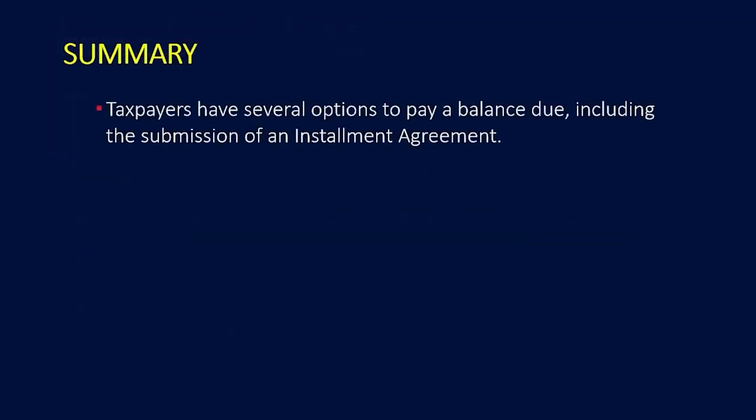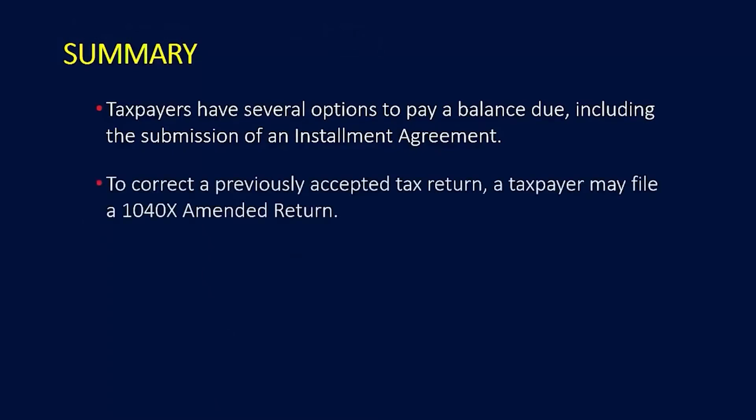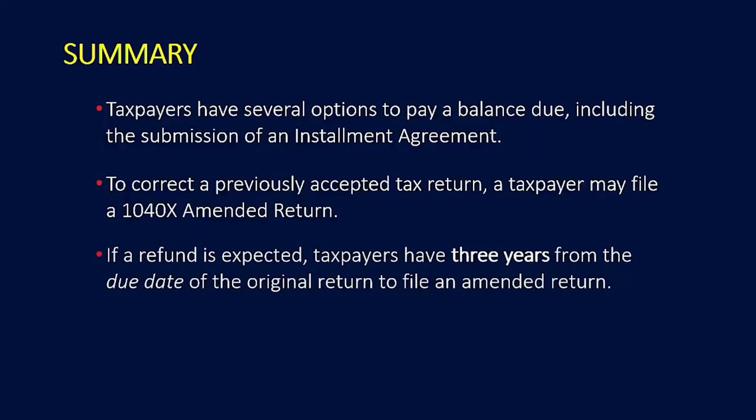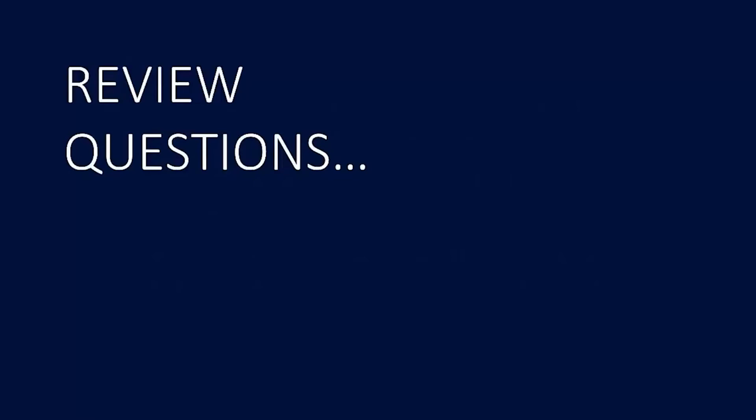So in summary, taxpayers have several options to pay a balance due, including the submission of an installment agreement. To correct a previously accepted tax return, a taxpayer may file a 1040X amended return. If a refund is expected, taxpayers have 3 years from the due date of the original return to file an amended return. Now let's look at some review questions.